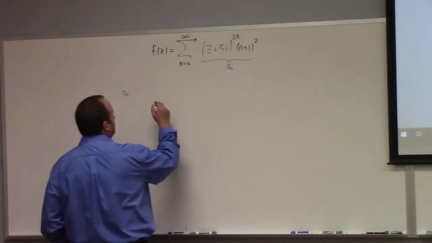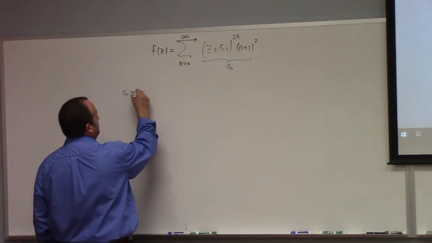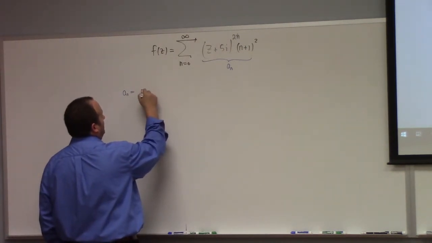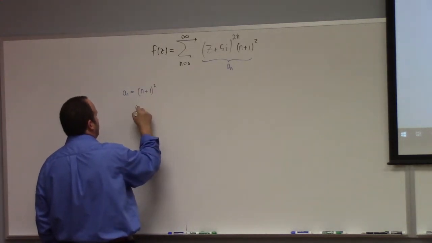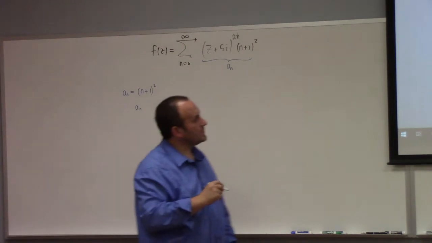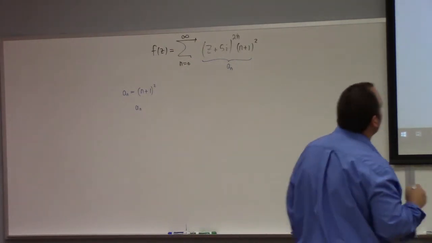So a sub n is n plus 1 squared then. I see. So a sub n over a sub n plus 1. I've already forgotten.